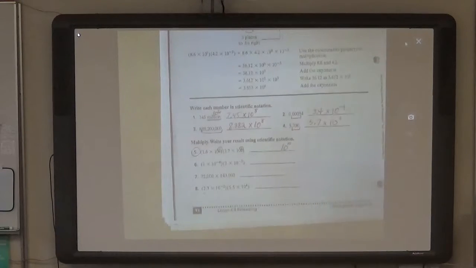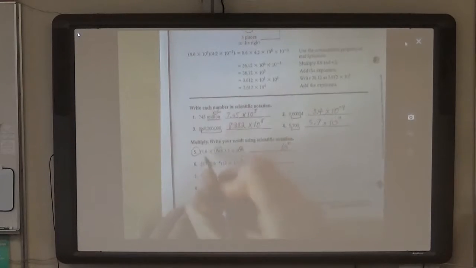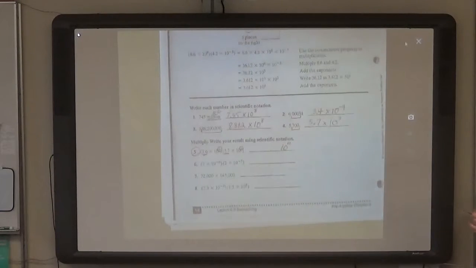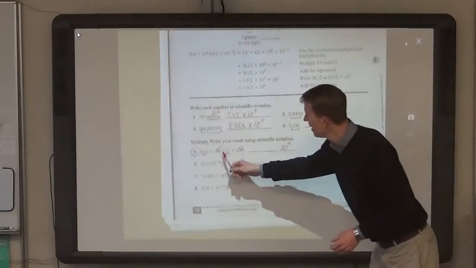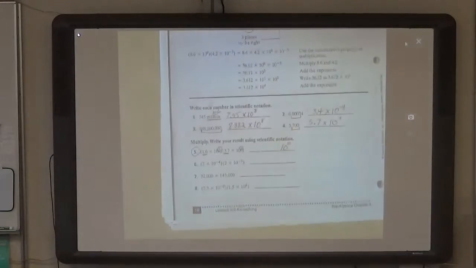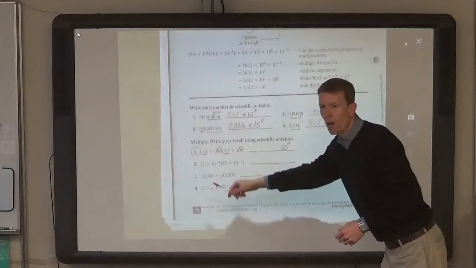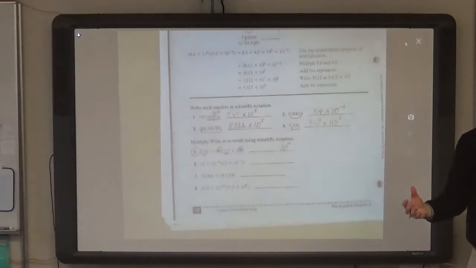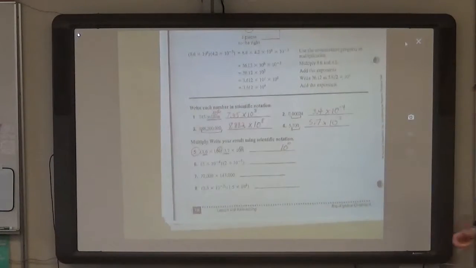But how do you get the first number? Remember, I underlined these. Then what? Come on, people, think. Do you add when you're multiplying these? Come on, what would you do? What are we doing with these two? You're multiplying, so you would multiply. Yes.